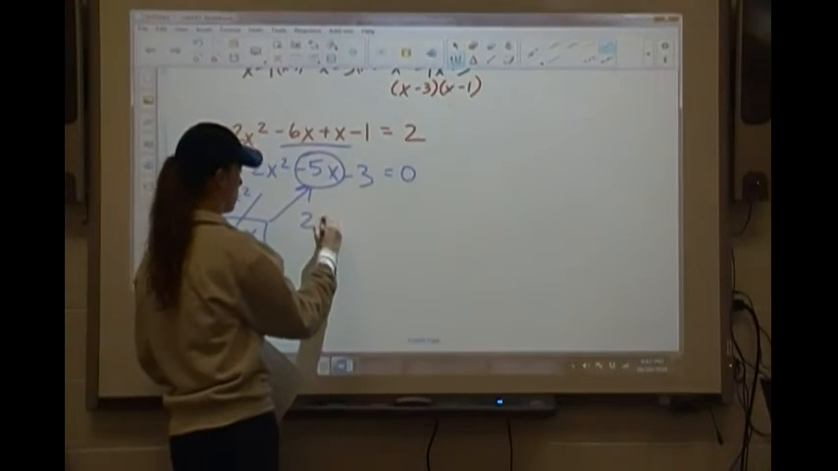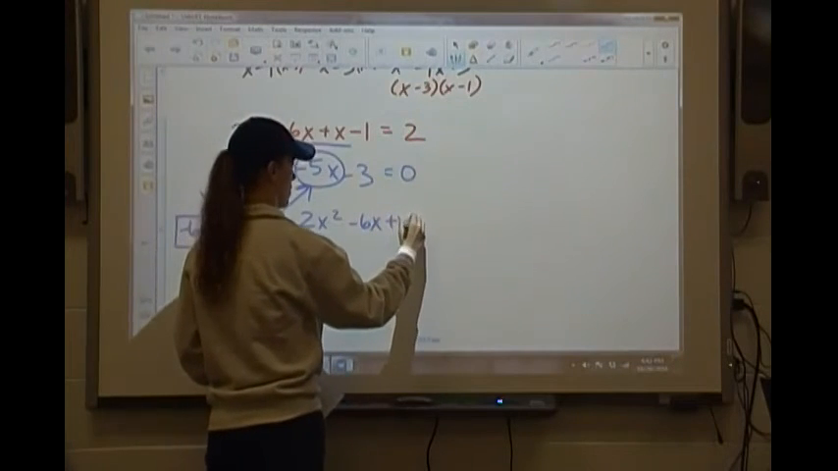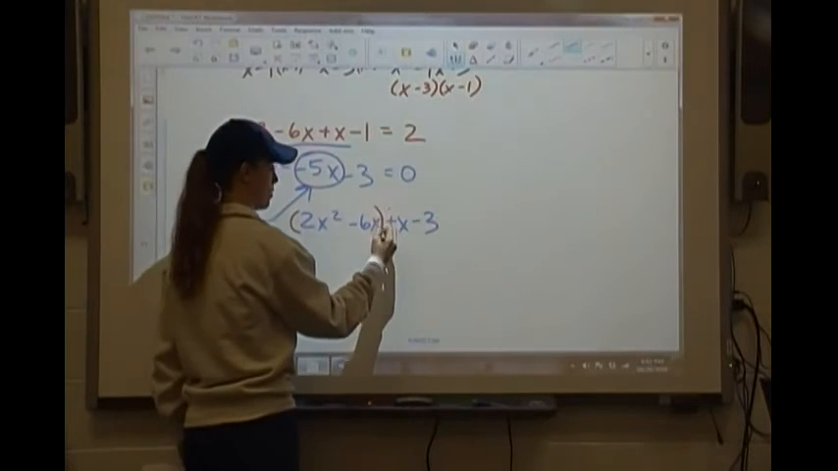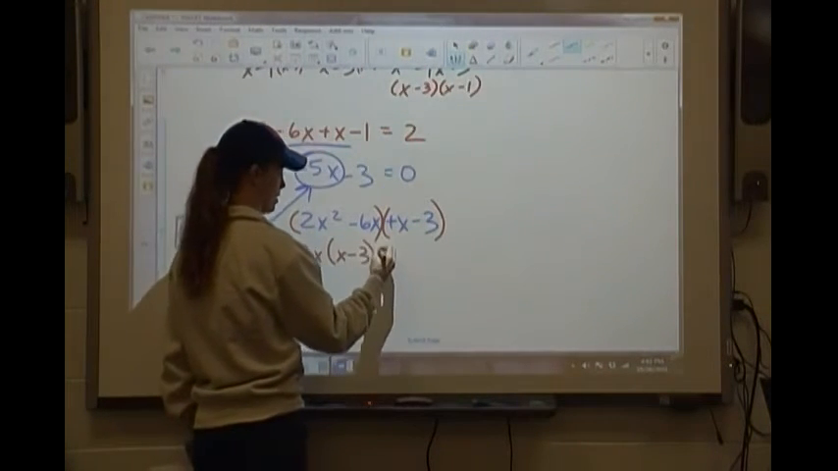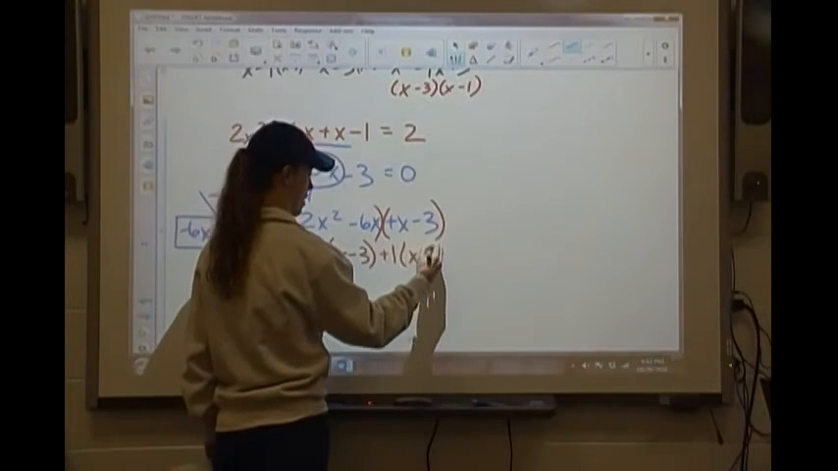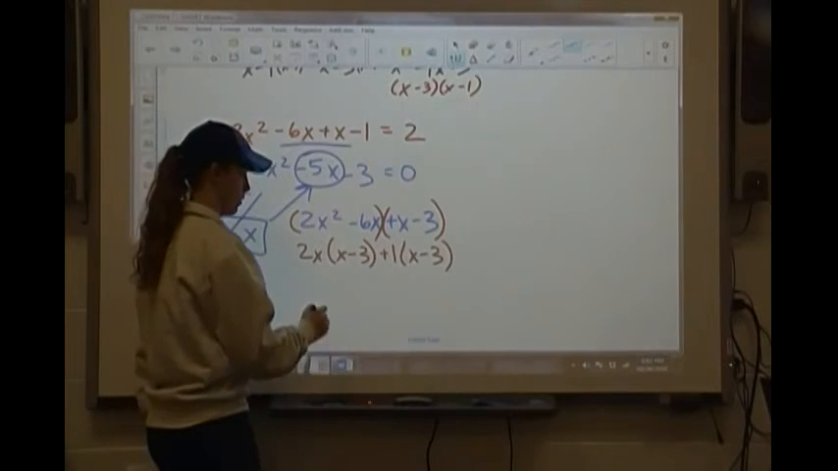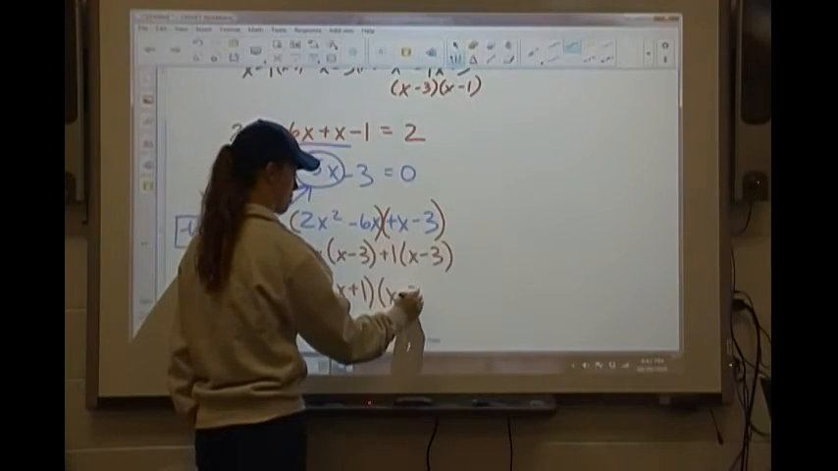So we have 2x squared minus 6x plus x minus 3. And we'll solve this by grouping. So we'll group the first two and the last two. Take out a 2x, we're left with x minus 3, plus 1 times x minus 3. Remember that placeholder of 1 is important. You need that to be able to finish your problem. 2x plus 1 and x minus 3.